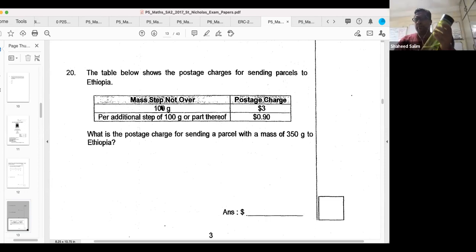Imagine now you want to send this water bottle with the water. It's 350 grams. So how do we calculate? The first 100 grams, let's say you want to send this stapler, 80 grams, you have to pay $3. You want to send a pen, 30 grams, you still pay $3. You want to send a handphone, more than 100 grams, then you pay more. So any weight up to 100 grams, you pay $3. After that, they count plus 90 cents, plus 90 cents, plus 90 cents.